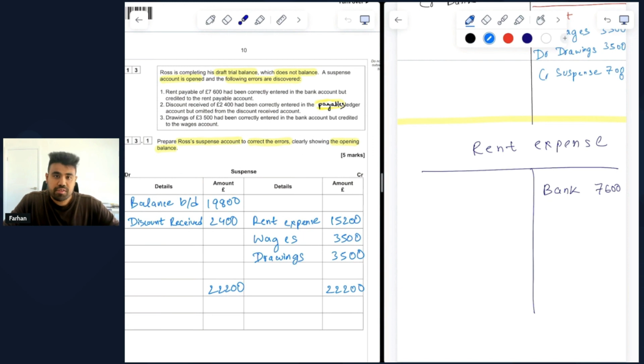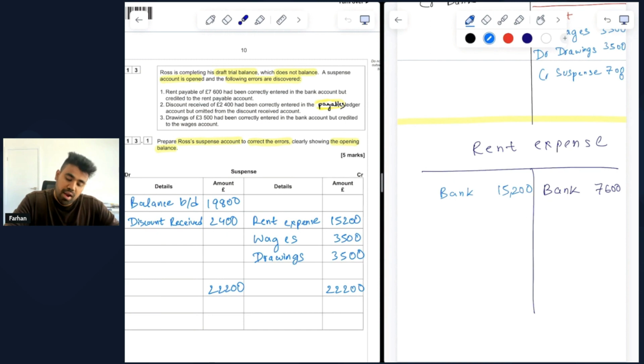Now, how do you fix this? You cannot just cancel out bank's £7,600 from within the T account or the ledger account. There has to be a track record of everything. So for you to have a net result of £7,600 on the debit side of the rent expense T account, what you have to do is instead write bank £15,200. So how do we get 15,200? We multiplied 7,600 by 2 to arrive at £15,200.